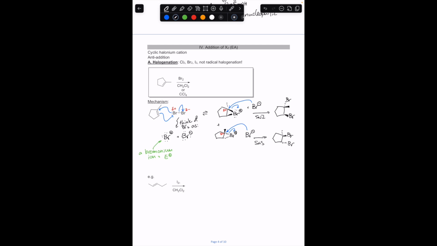Okay. Now, often we would call these the cyclic bromonium ion intermediate.